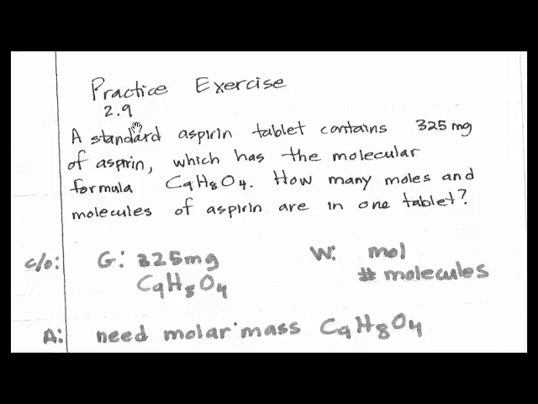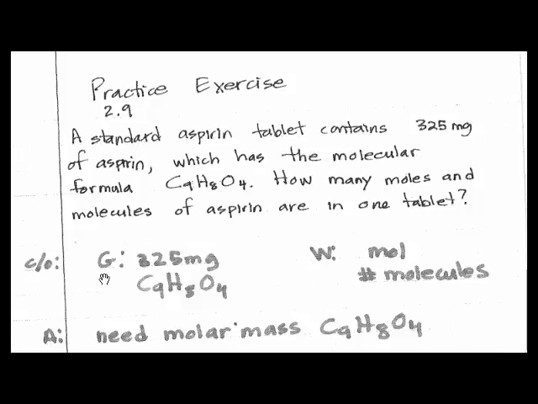In practice exercise 2.9, we're told that a standard aspirin tablet contains 325 milligrams of aspirin, which has the molecular formula C9H8O4. We're asked to determine how many moles and molecules of aspirin are in one tablet. So the first thing I want to do is collect and organize my information.